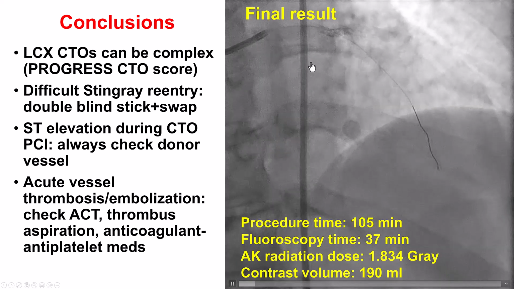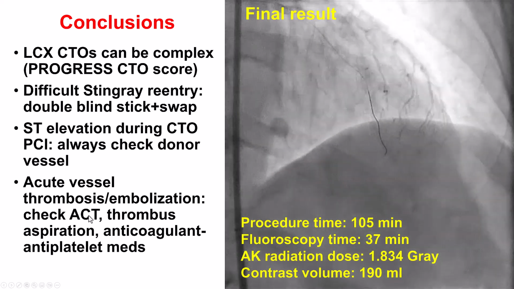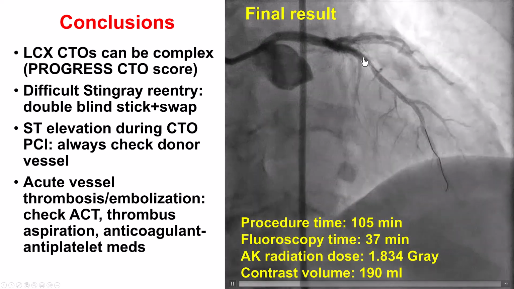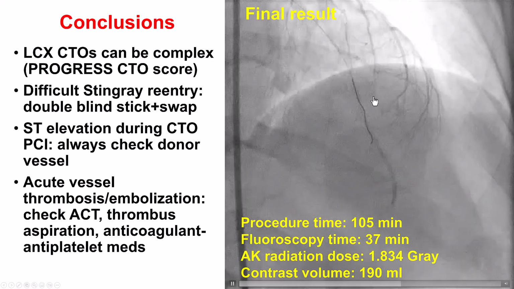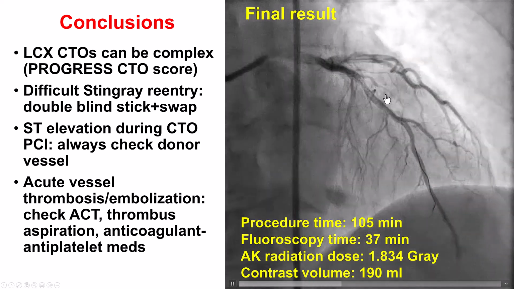How to take care of the problem? Check the ACT. It was slightly low. We gave more heparin. Then we gave 2b3a inhibitors, did aspiration with the Penumbra system, and gave vasodilators. And that resulted in resolution of the thrombus and a nice final result.